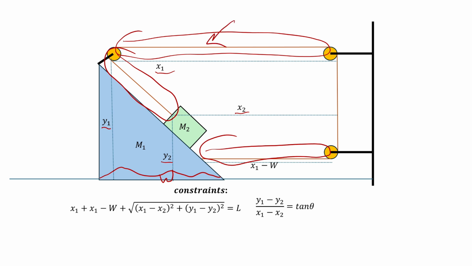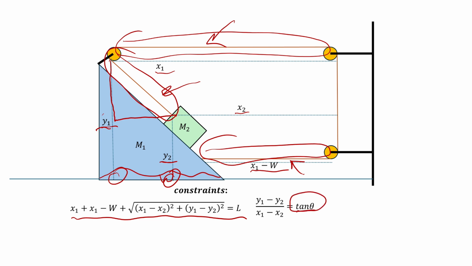And so what did I do? The length of this is simply x1. The length of this one is x1 minus w. And the length of this piece is a little funny. It is the hypotenuse of this triangle. And so this triangle is y1 minus y2. And the base of this triangle is x1 minus x2. Okay, so all this says is that the length of the rope is equal to that. And the other thing is that this triangle is not allowed to make any arbitrary angle. It has to keep the angle of the incline. So what do I do with all that?